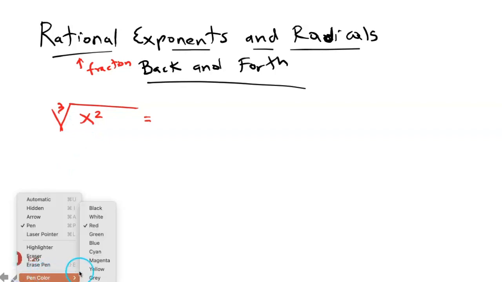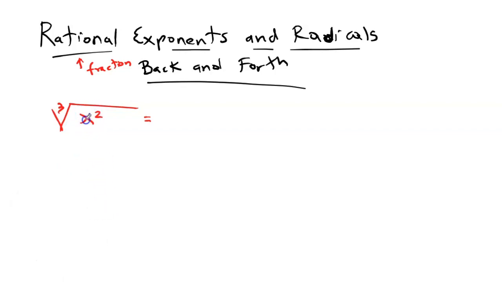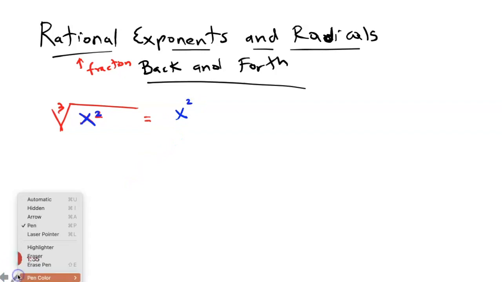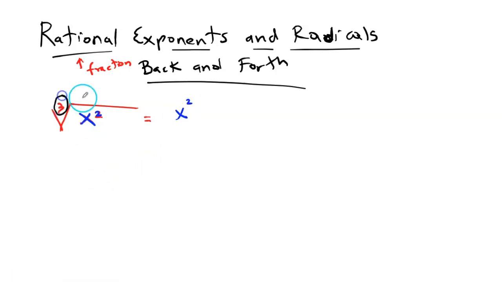So how does that work? Let's say that I have this x squared. I'm going to bring in the same thing, x squared. My index is going to come up, that 3 is going to come up dividing my exponent. So cube root of x squared is the same as x to the 2/3. That's the idea.